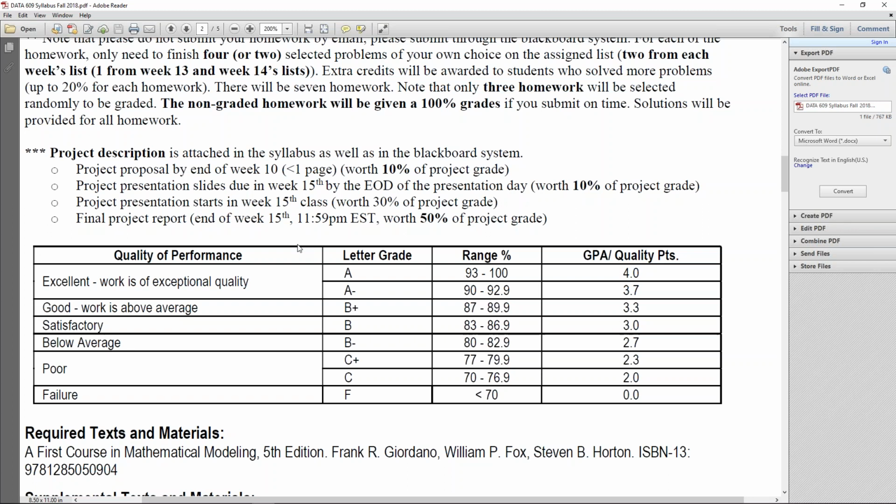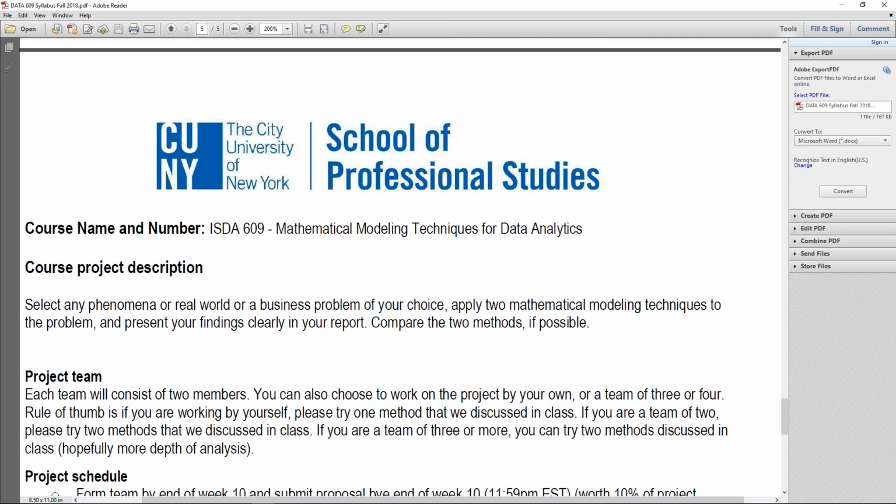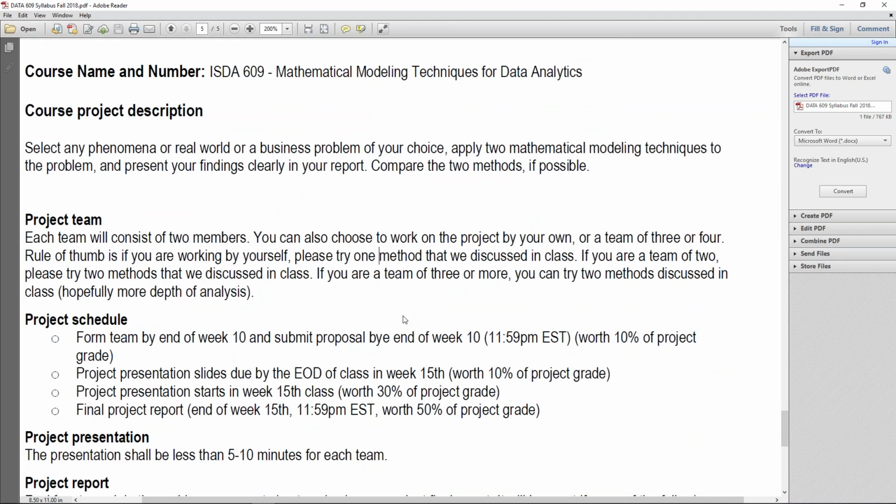And then we do have some discussion about the project at the moment. At the end of this syllabus, you would see the last page, page 5. You can see some discussion there. So what I'm trying to do here is, because we have a breadth of all types of methodologies covered in this course, I hope you would have a chance to apply 2 of the methodologies that we learn in class to 1 problem. It could be any phenomenon or real-world business problem of your choice, and then apply 2 methods.